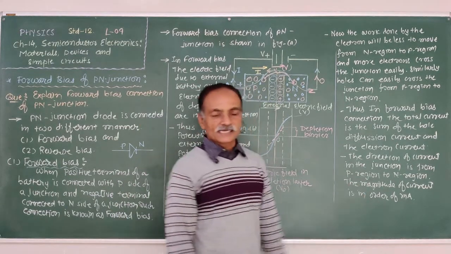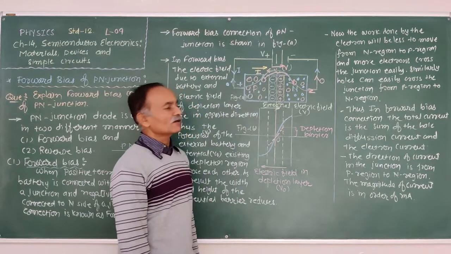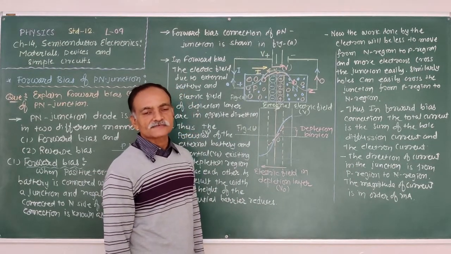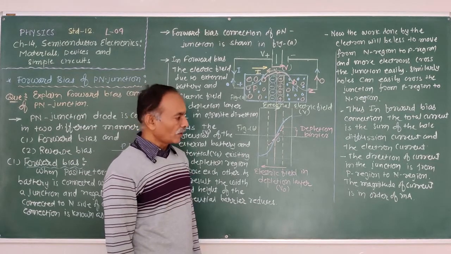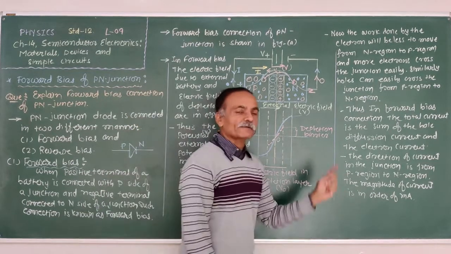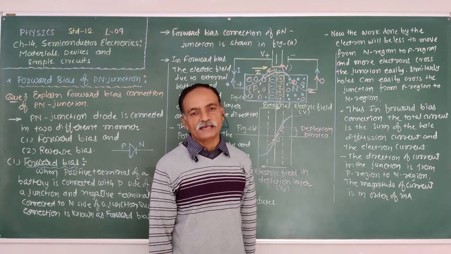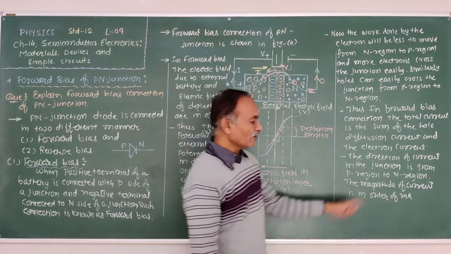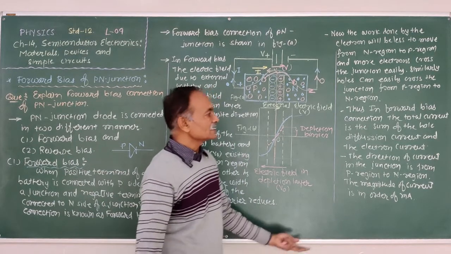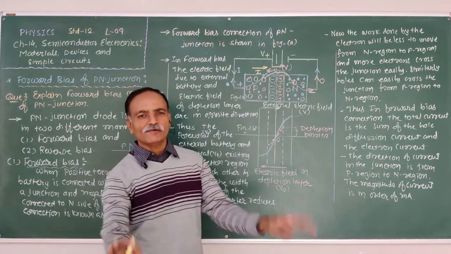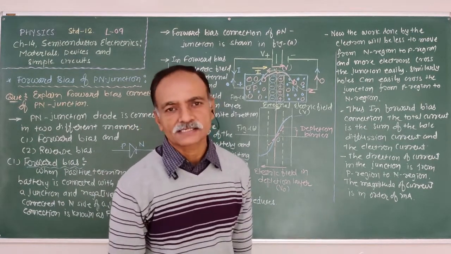This is the conventional current, shown in the direction of motion of positive charge, that means in the direction of motion of holes. The magnitude of the current is in the order of milliamperes. So this is the forward bias. The same wording applies for the reverse bias.